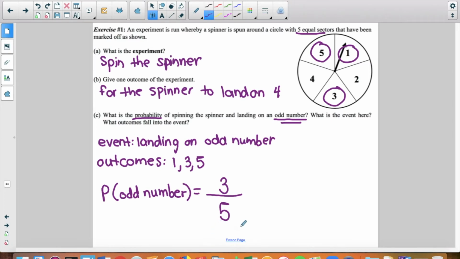Now, this isn't the only way you can write this. You can convert this to a decimal and to a percent as well. So I'm opening up my calculator right now to show you how to do that.